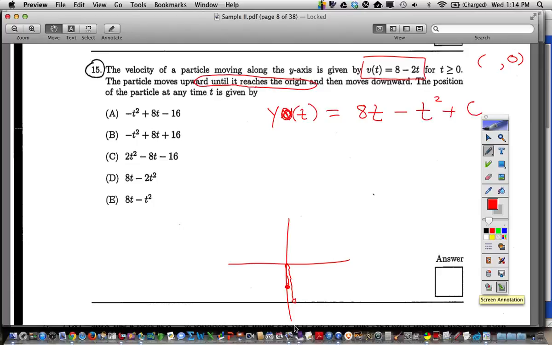So from a multiple choice situation, you could plug a 0 into these, and you know you've got to get a negative answer, right? Because it says it moves upward, so we know it starts in a negative position. So if you put 0 into this, you get negative 16, so that's a possibility. Put 0 into this, you get 16, so that's no good. Eliminate it. Put a 0 into this, you get negative 16, but look, it's got 2t squared, so maybe you can eliminate that. This one you put in 0, you get 0. This one you put in 0, you get 0. So maybe by process of elimination, we get this one right there.